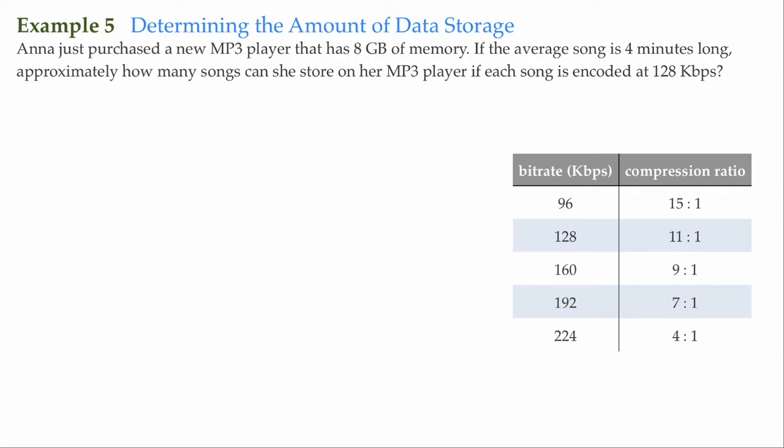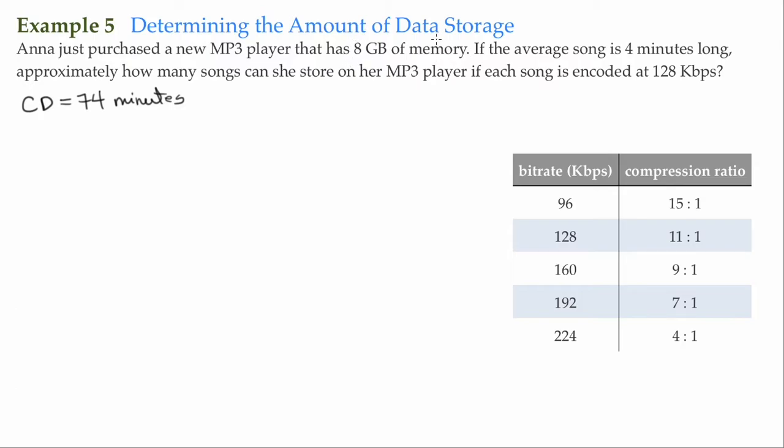So the first thing we want to do is determine how much storage space is 8 gigabytes of memory compared to CD quality. We learned earlier that CD quality music is about 74 minutes of music. That's the highest quality of music you can have. So we're going to see the highest quality possible music that Anna can put on 8 gigabytes of memory.